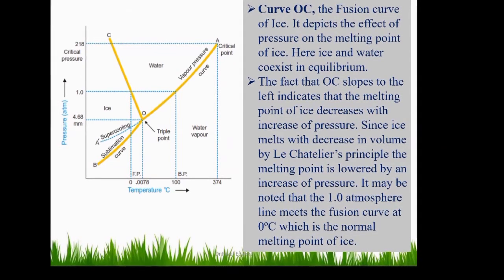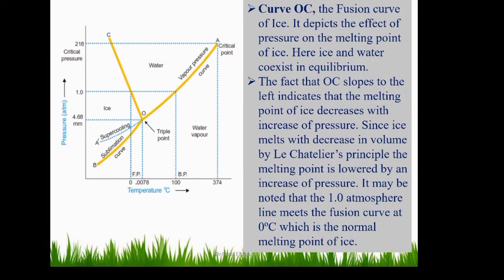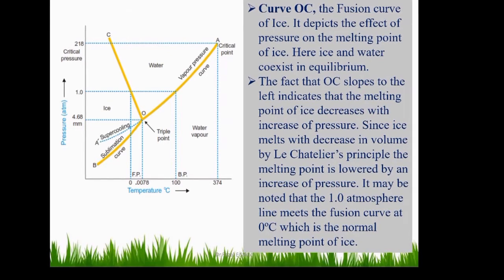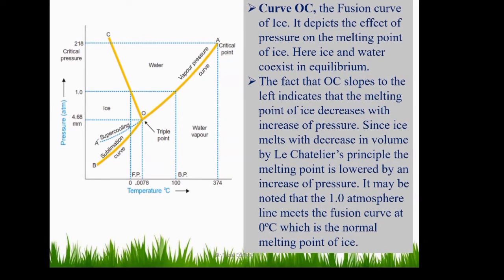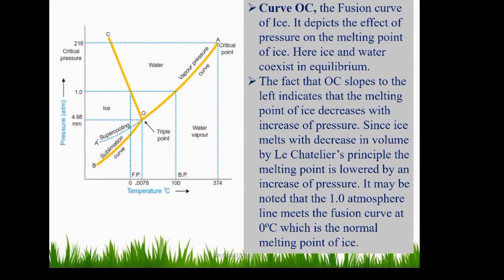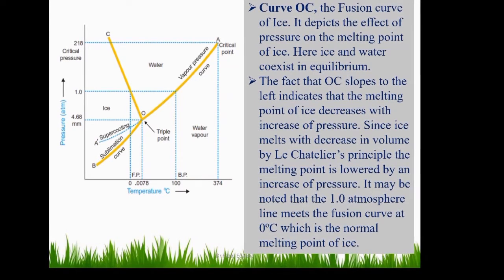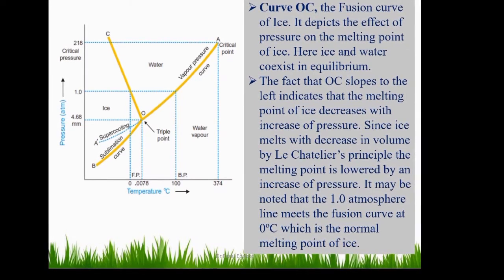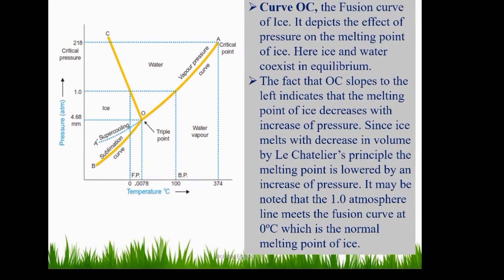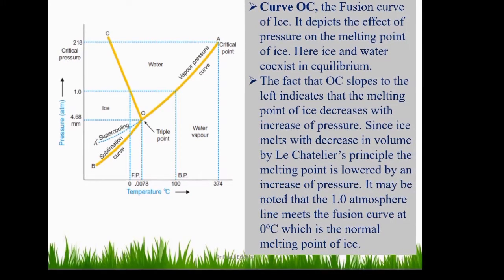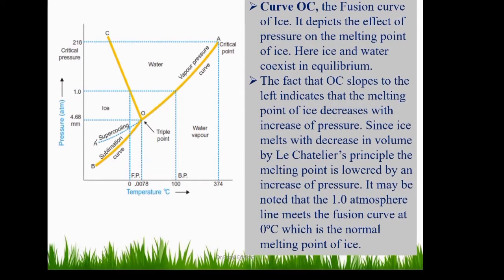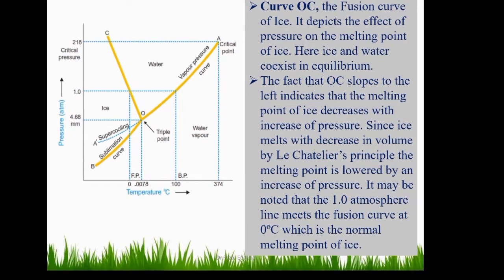So there are 2 points about the vapor pressure curve and melting point. There is 1 point in the middle, almost nearby the triple point. So I hope you understood. The curve OC, the fusion curve of ice, depicts the effect of pressure.